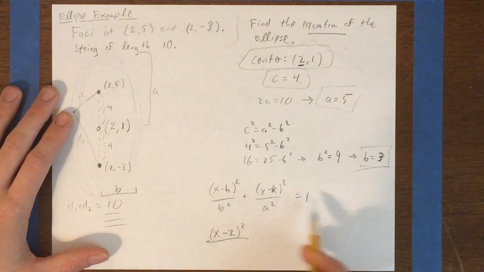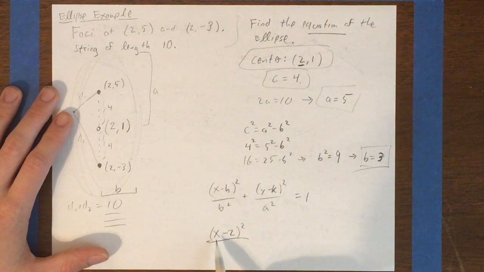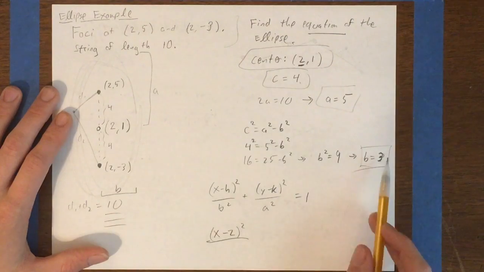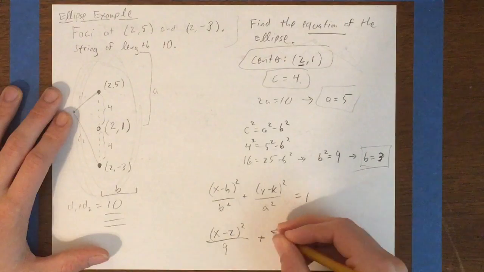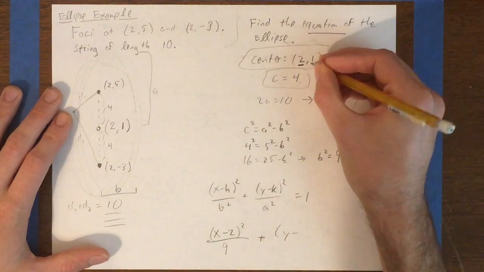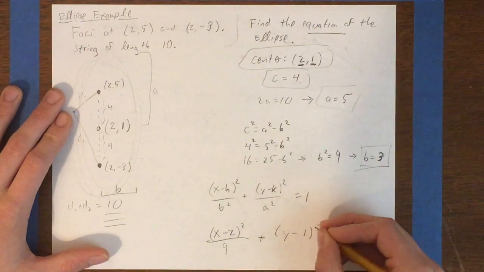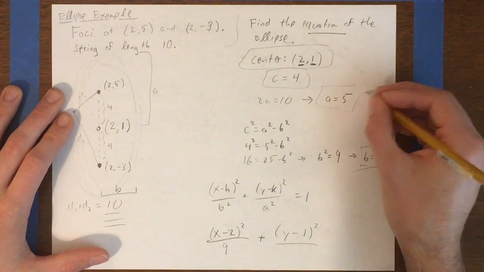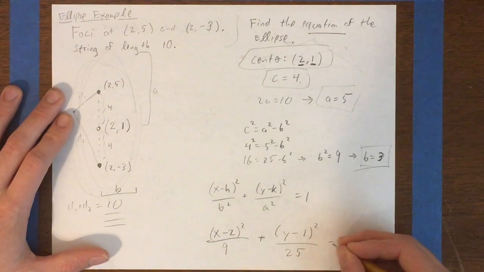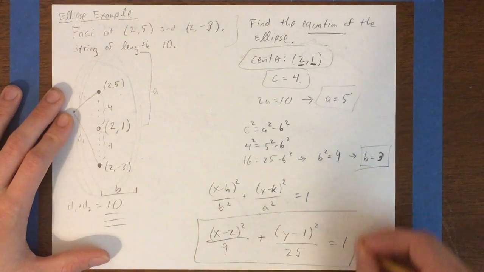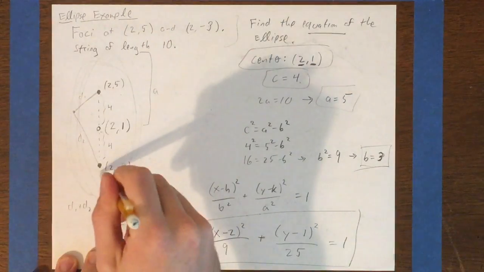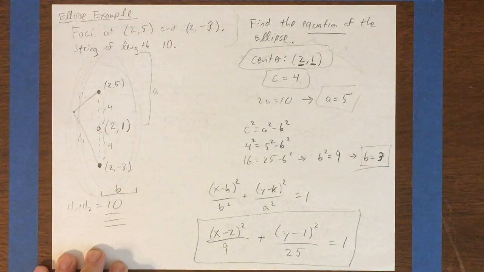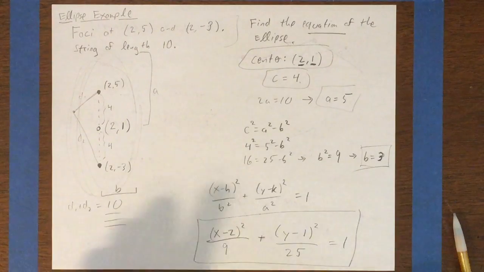So now with the correct equation format, I've got (x minus 2) squared divided by b squared. So since b is 3, that'll be divided by 9. And then plus (y minus k) squared. k is the y-coordinate of the center, so that's 1. Divided by a squared. a is 5, so that'll be 25. And there we go. We got the equation of the ellipse that you would draw if you put your pegs in those two positions and use a string of length 10. So, that's a pretty good example.